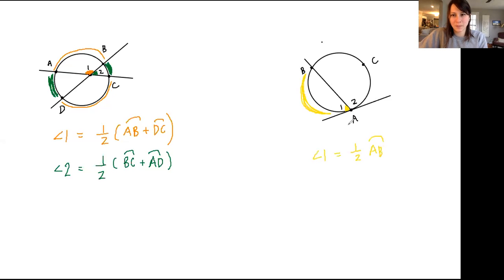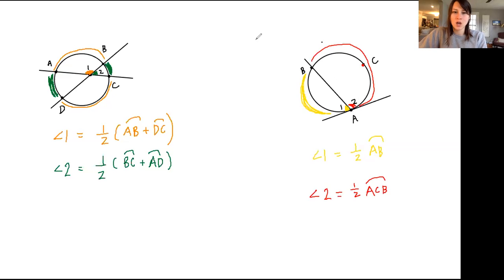1/2 of arc AB. And then using that same idea, angle 2 would be 1/2 of the intercepted arc, which is right here. And so that is arc ACB. And see how I put that third point right here? So I can label it, because if I just labeled it AB, it would be the same name as what's over here, and that would be confusing. So 1/2 of arc ACB.